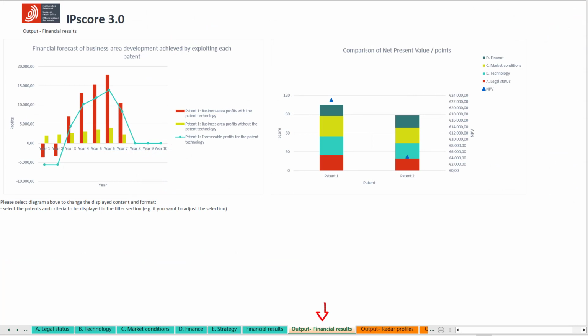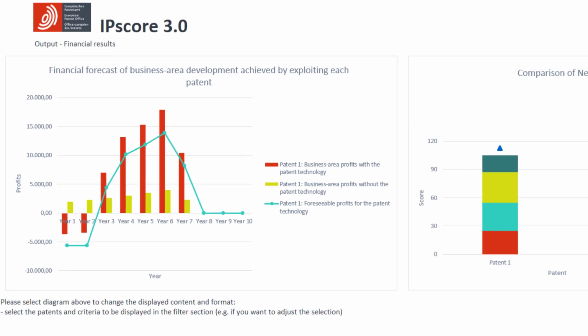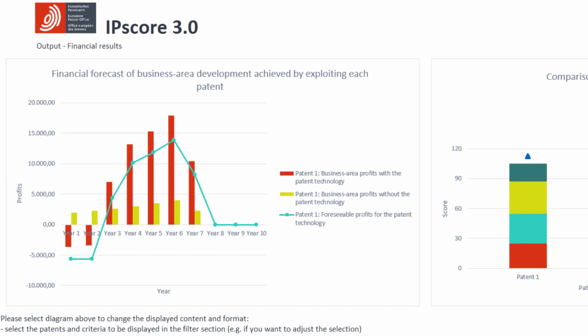In the Output Financial Results worksheet, you'll find two charts relating to the monetary valuation of your projects: the patent accounts chart and the comparison of a net present value/points chart. The patent accounts chart is a projection of the financial effects generated by the patented technology within the defined business area entered in the financial results category.